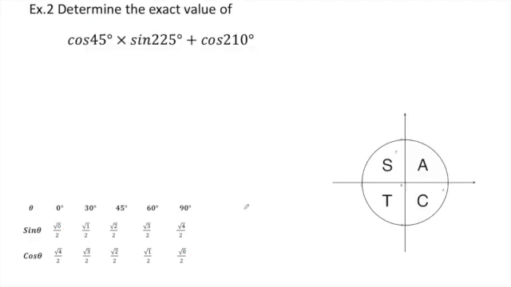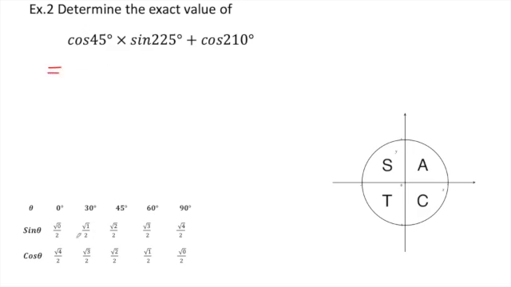For another example, we're going to determine the exact value of cos 45 times the sine of 225 plus the cos of 210. The key here is that it is exact value, so you're going to need that chart again or your special triangles. Let's look at each of these individually before we do any of that addition and multiplication.